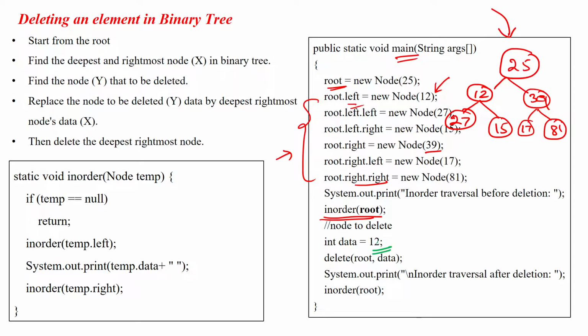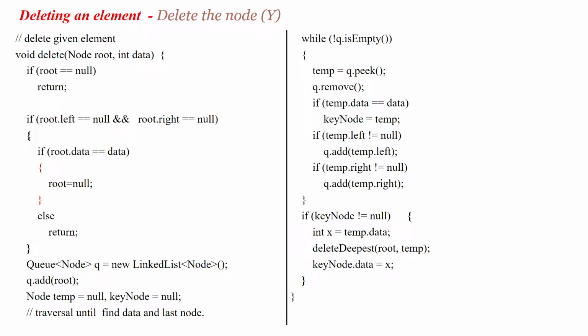Node value 12. Once I give the input, then I am calling the method delete by passing the root comma data. So here root is 25 and data is 12. So I am calling the method delete by passing these values. Here the delete method is called, root is 25, the data which is going to be deleted is 12.